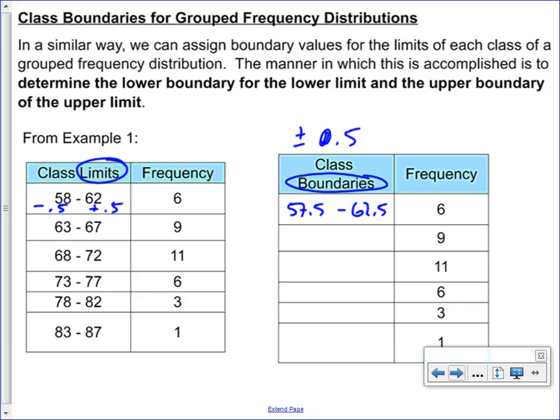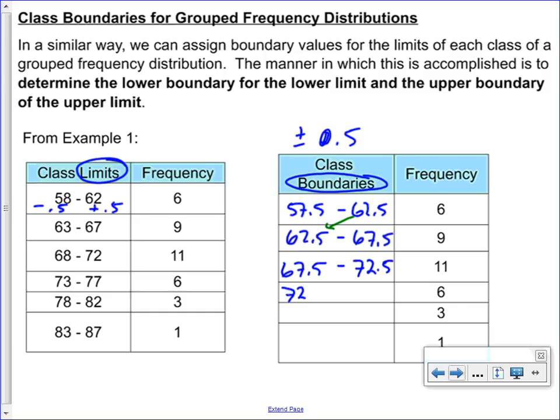And so check out what happens. This used to be 63. This becomes 62.5. Notice that it copies. Yeah, it'll connect. If you add 0.5 to 67, you'll have 67.5. Take away 0.5 from 68, you get 67.5. Okay? So 62.5 to 67.5, and 67.5 to 72.5.